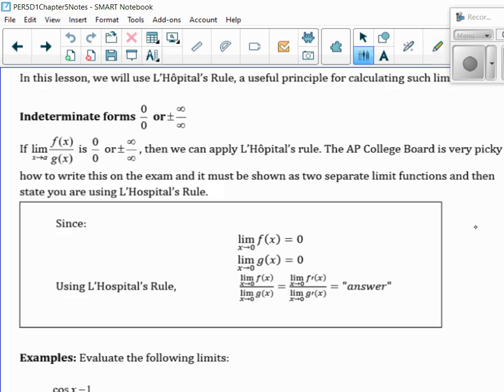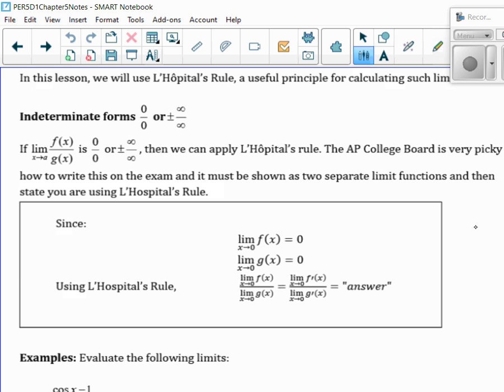If you have a limit and you end up getting 0 over 0 or infinity or negative infinity, then we can apply L'Hopital's rule. The College Board is very picky on how you write it, and it has to be shown as two separate limits, and then you state that you're using L'Hopital's rule. So for instance, in the example coming up where we have (cos x minus 1) over sine x, if I plug 0 in, does everybody understand that I get cos of 0 minus 1, which is 1 minus 1, which gives you 0, and then sine of 0 gives me 0? I have a setup of 0 over 0. So then you go, ding, ding, ding, I can use L'Hopital's rule.